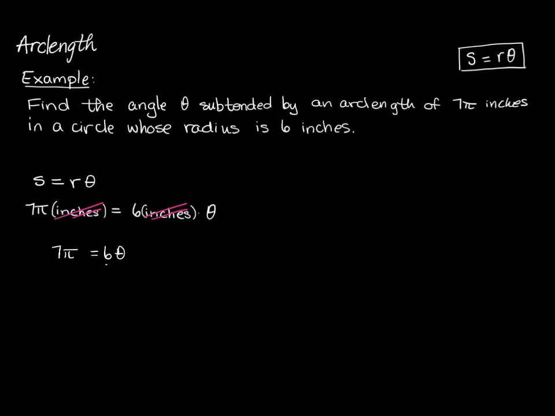Let's finish this out. What I'm looking for is theta, so I'm going to divide both sides by 6. 7 pi over 6 does not reduce, and I just have 7 pi over 6 for my angle theta. Now what I've been doing is turning the equation around so that I have my variable here on the left-hand side, and the right-hand side has the value for that variable. And then I've been adding the name of the units at the end. But in this case, my units would be radians.